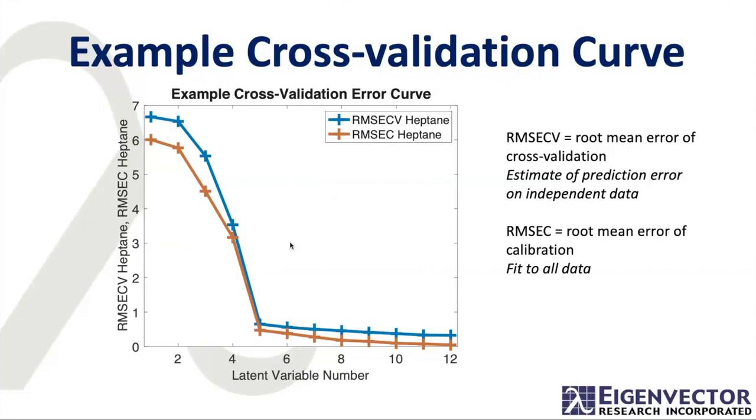And if you've really set things up in any kind of normal way, you're always going to get this kind of behavior where your error of calibration is somewhat better than your error of cross-validation, because that's a fit to the data where you've used all the data. So again, RMSECV equals root mean square error, I should have put the word square there, of cross-validation. And it's the estimate of prediction error on independent data. And RMSEC is the root mean square error of calibration, and that's on the fit to all the data.